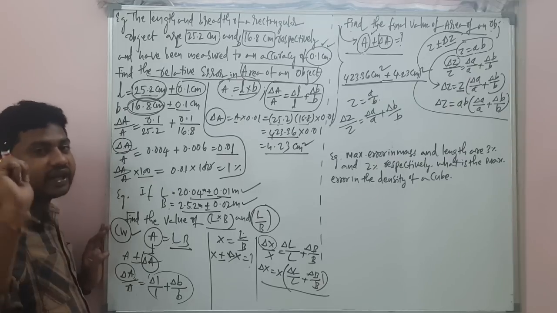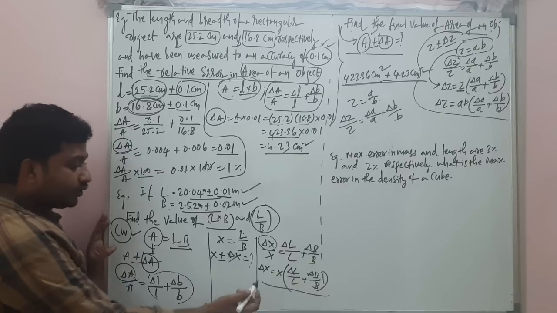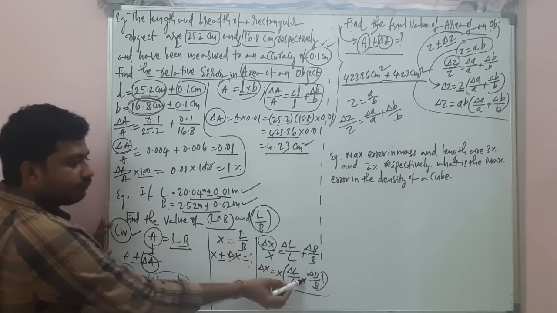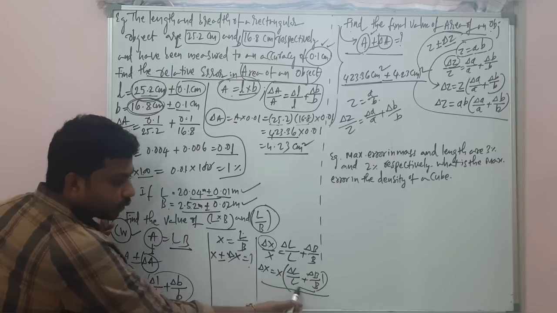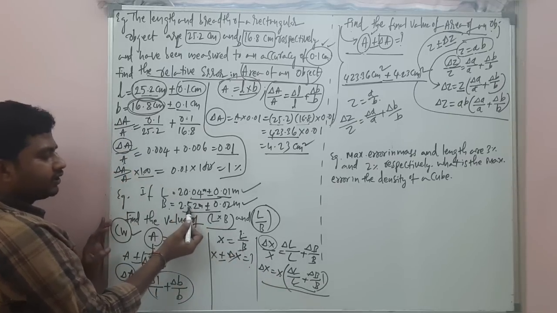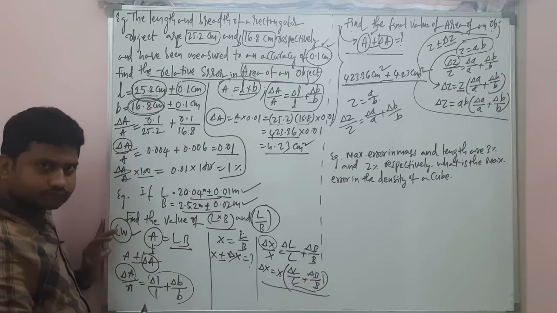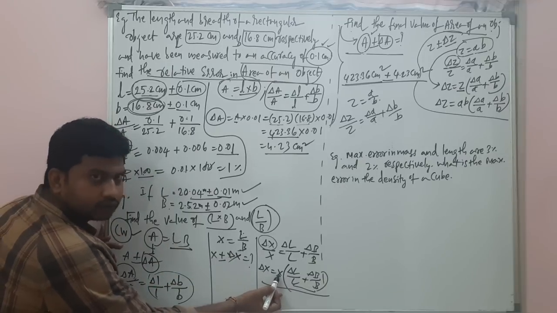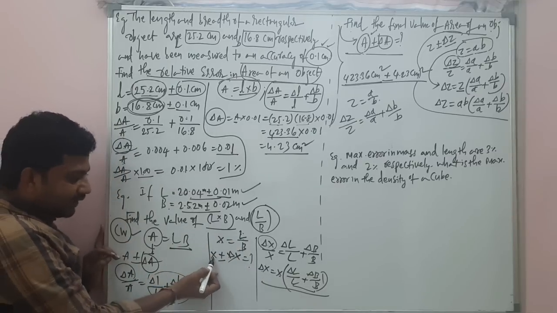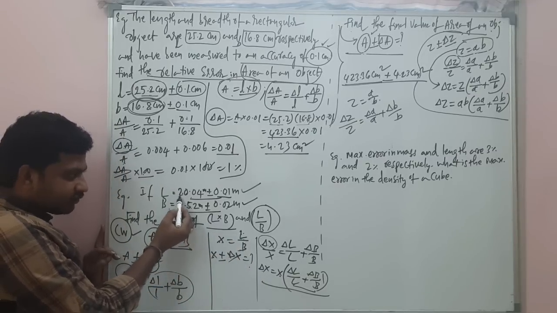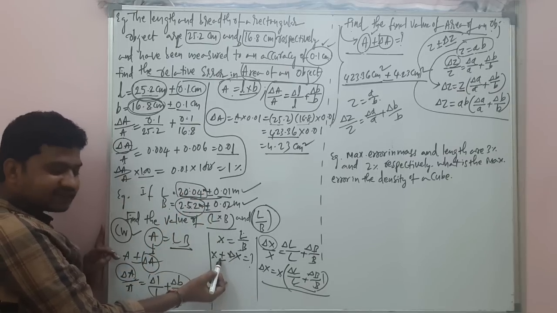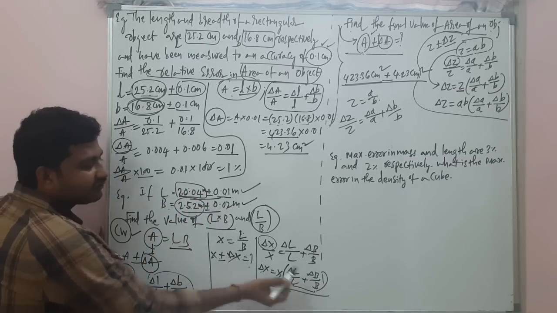I hope you are understanding, my dear students. So delta X is equal to delta L by L plus delta B by B, this part you know, into X. What is X? X is L by B. So final value you get L by B. Understand? L by B plus or minus delta X. Delta X value you get from here.